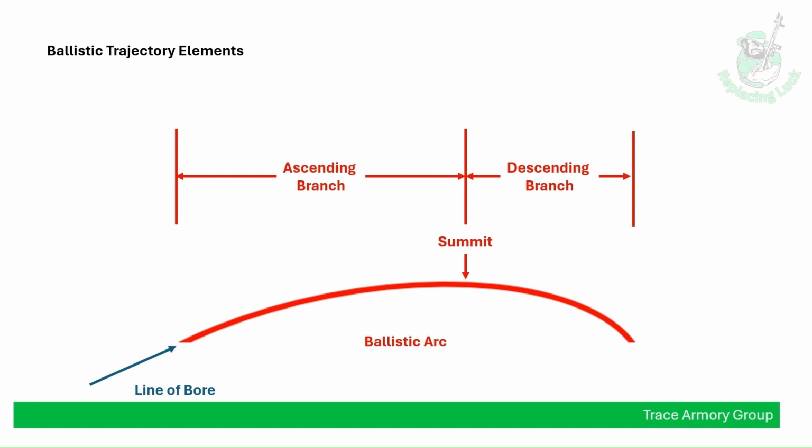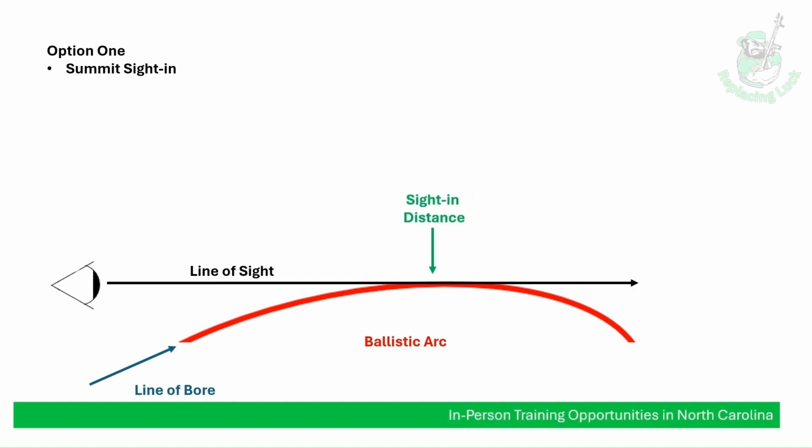And from the line of bore to the summit, you have the ascending branch, which is going up. The summit is the maximum ordinate, which is the top of it, and the descending branch heading down. It's with any type of trajectory, from rifles to artillery fire to whatever. Now, we're going to incorporate our line of sight.